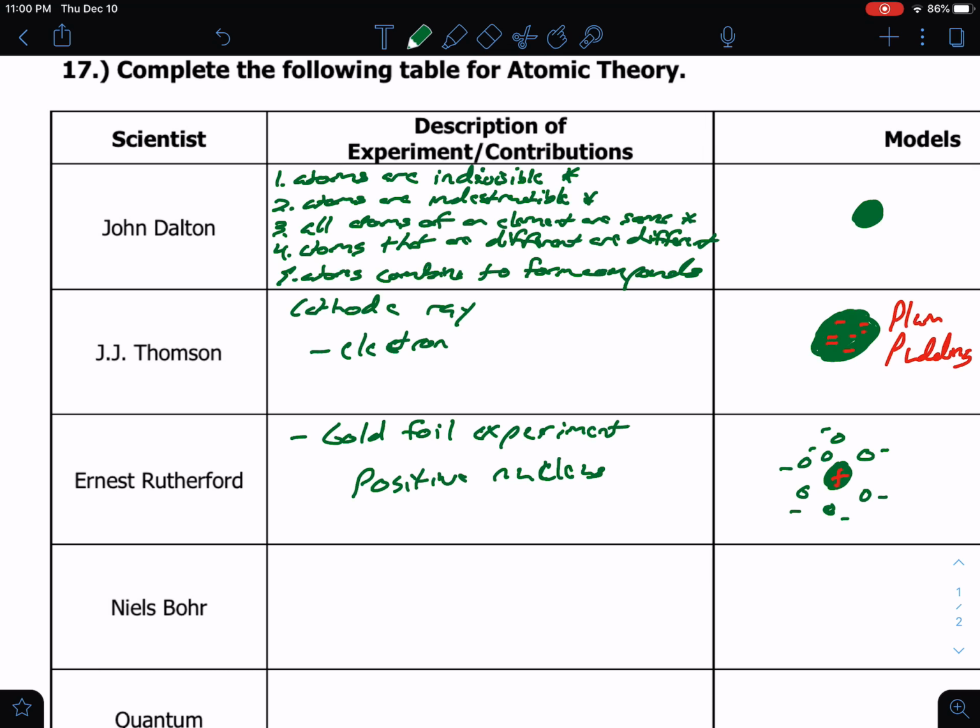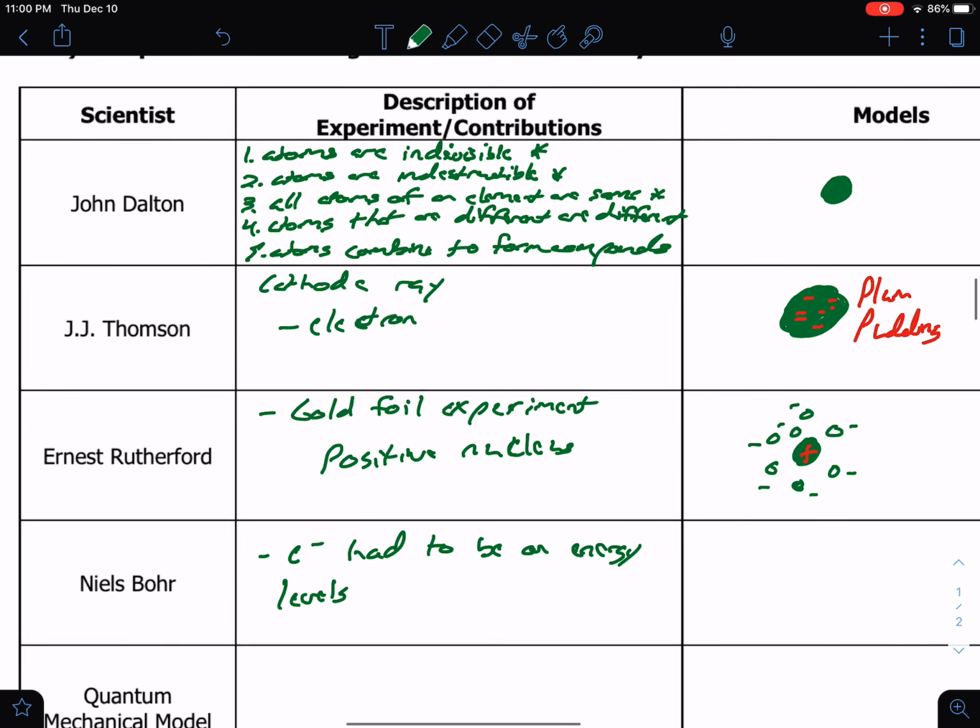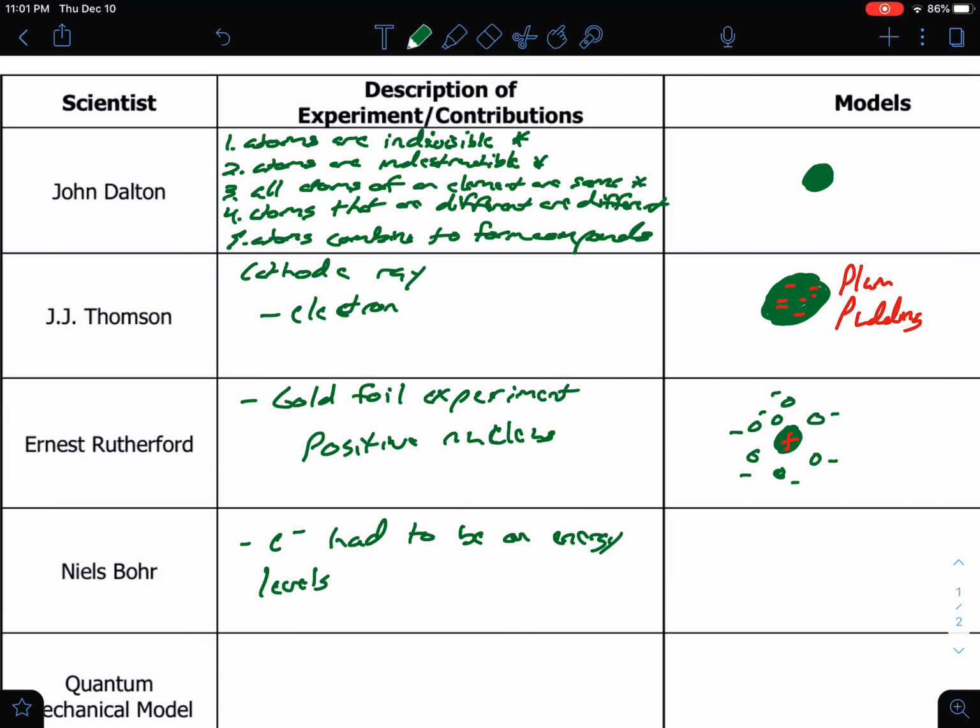Then Bohr came along and basically stated that electrons had to be on energy levels. So they weren't just randomly floating around. You had the positive nucleus, but then you had electrons on these energy levels, like these rings that look like this. So not just randomly floating around, but that is where they had to be.